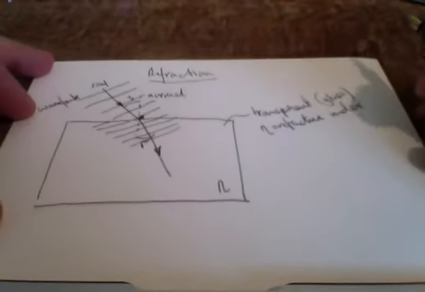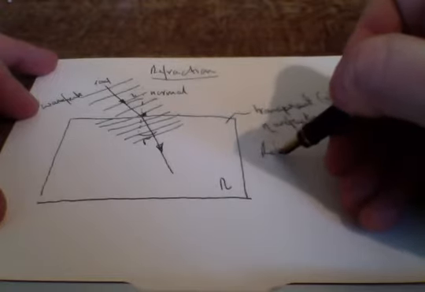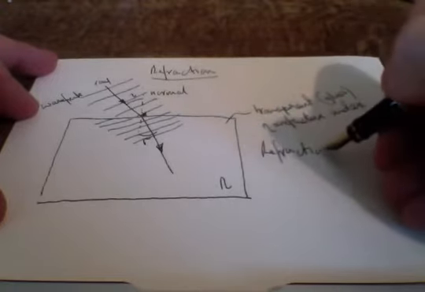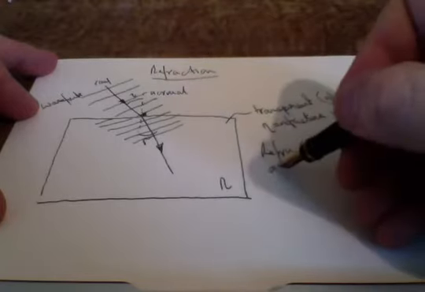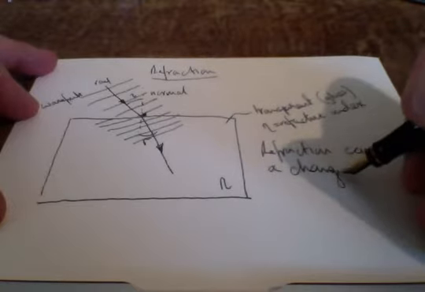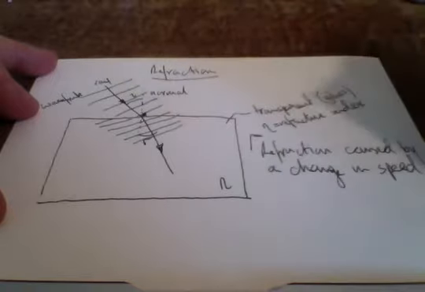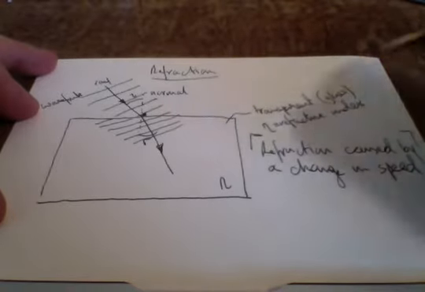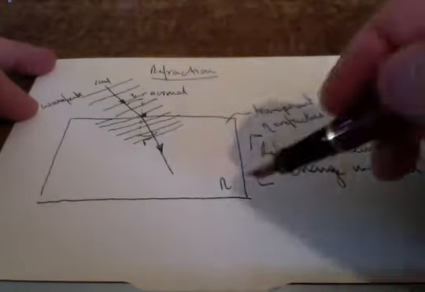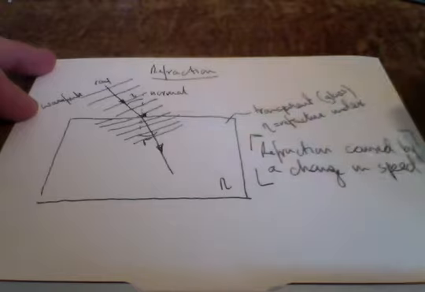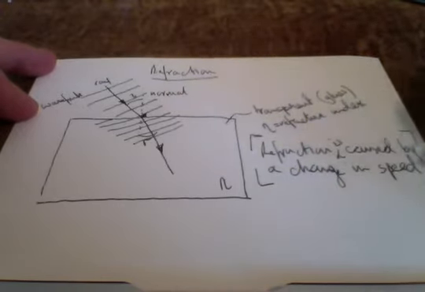So refraction, essentially, and this is the big idea, refraction is caused by a change in speed. So I've got that highlighted. That is the real reason why light bends as it goes into an optically more dense material, because refraction is caused by a change in speed.